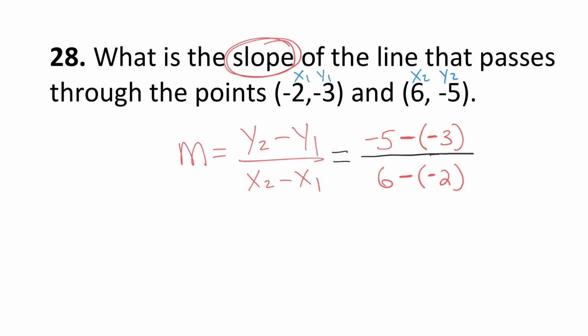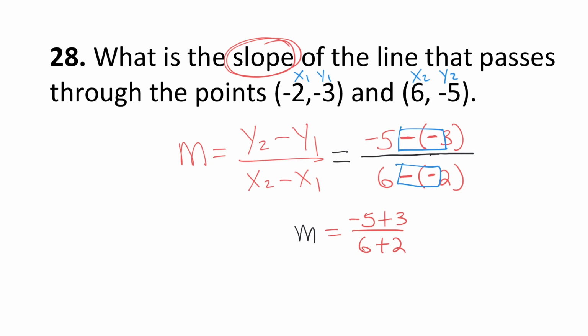Now, remember we have double negatives. So the double negatives are going to turn positive. On the top, positive. On the bottom, positive. So I'm going to change those two signs. Positives right here. So I'm going to bring down the m. Equals, I do have the -5 on the top, but I'm going to turn that double negative into +3, and the bottom is going to be 6 + 2.